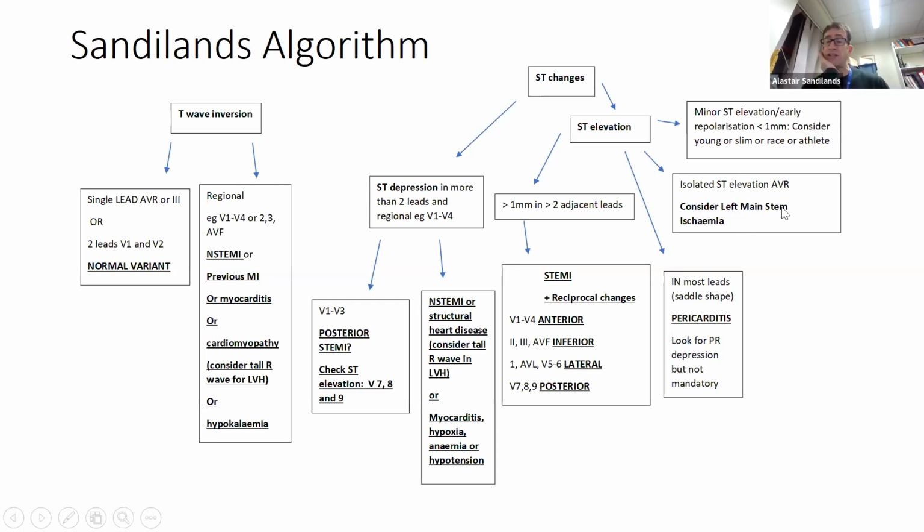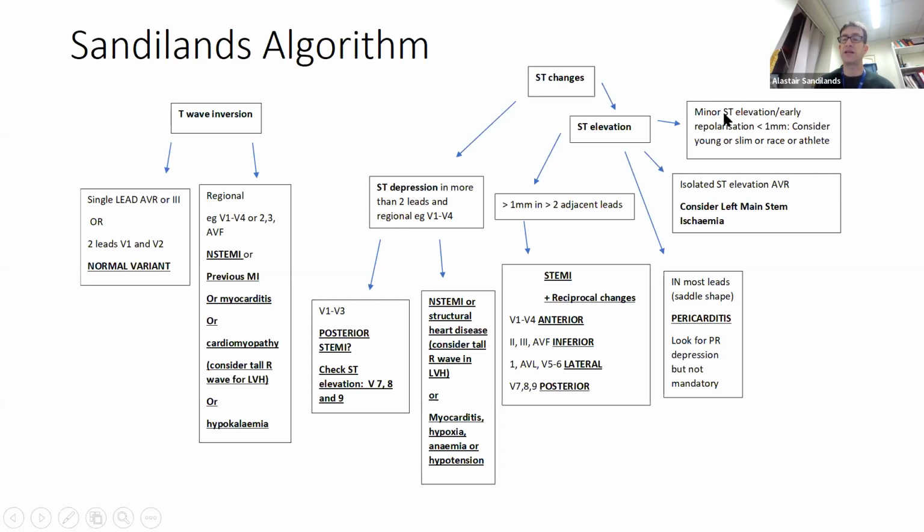There may be changes on the rest of the ECG to suggest that as well, but isolated ST elevation in AVR, think carefully about left main ischemia. ST elevation could be in most leads. It could be saddle shape. There's a very particular shape of the ST segment. There may be PR depression, but it's not mandatory to make a diagnosis of pericarditis. And clearly there'll be a clinical history that is a much different type of chest pain without necessarily cardiac risk factors. And then perhaps most importantly, ST elevation of greater than 1 millimeter.